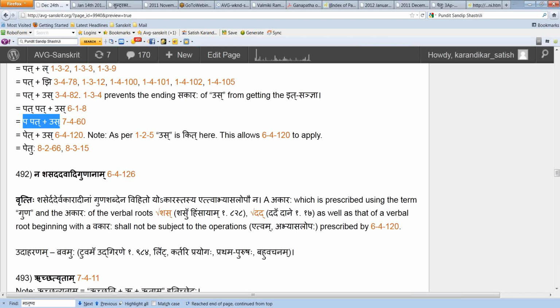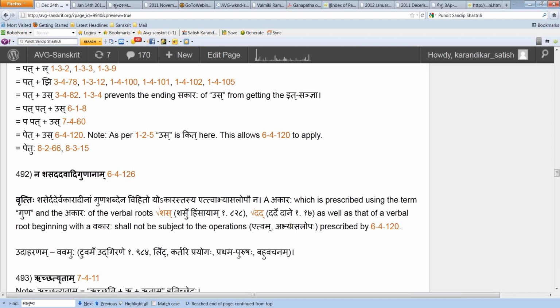So in vavamuhu, all the conditions for applying 6.4.120 are satisfied. But because of the negation which is done by 6.4.126, we don't apply 6.4.120. So this 6.4.126 is a Nisheda Sutram. It's a prohibition of 6.4.120 in these four cases: for the dhatu shas, dhatu dad, and for any dhatu beginning with a vakaraha, and if an akara comes through a guna operation, an operation which is prescribed using the word guna, then that also will not qualify for 6.4.120 application. That's what this sutram says.